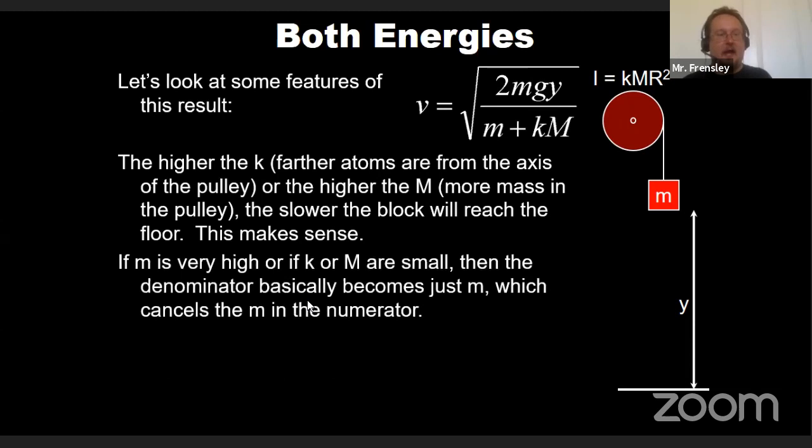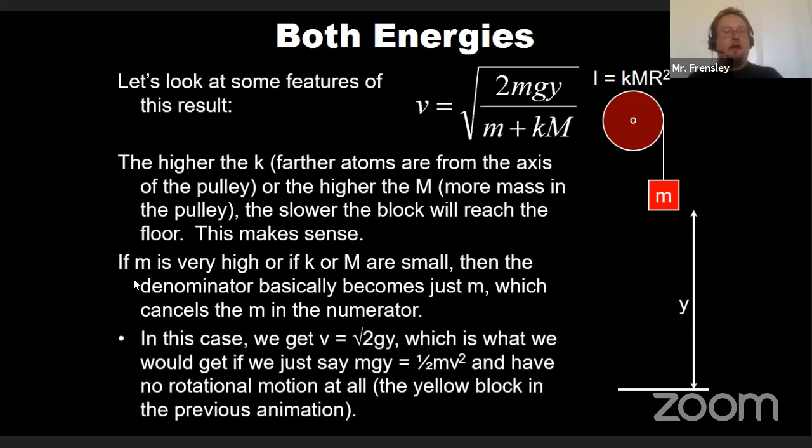That makes sense. Now, if the hanging block is so huge compared to the mass of the pulley wheel, if this m is so big, then we just get V equals radical 2gy, which is the same result we would get if we just let the block free fall. We would get V equals radical 2gy, which is what you got for the yellow and the blue block in that animation that were basically just in free fall. The farther you fall, the faster you'll fall. That makes perfect sense.